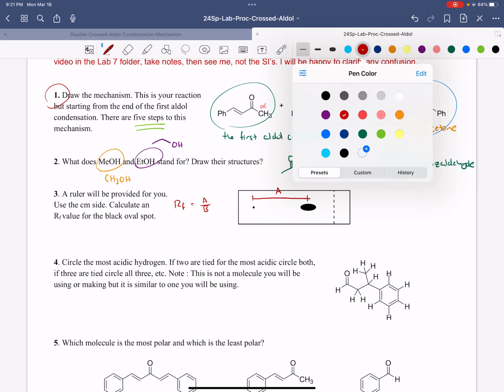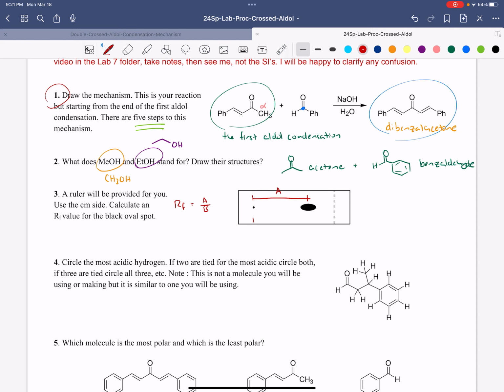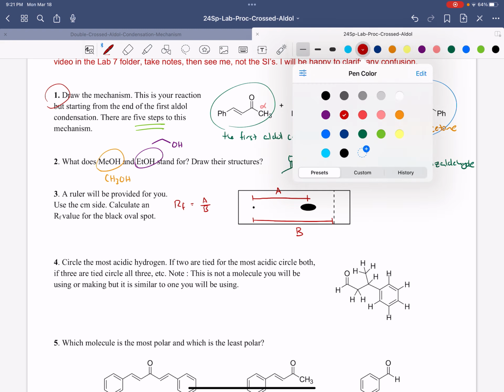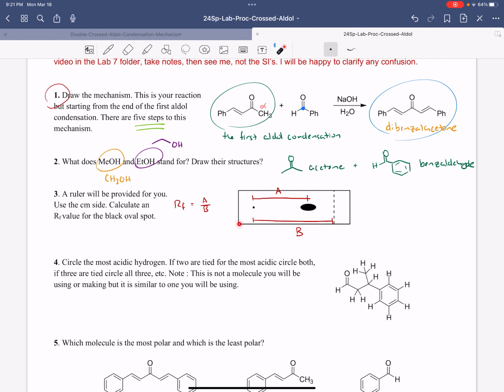B is from the origin to the solvent front. You notice that we do not start at any point, either for A or B, at the bottom of the TLC plate. You always start from the origin, because this is a measure of how far up relative to the solvent. So is it 50% the distance, or is it 75%, or is it 20%? But it'll be given as a decimal.